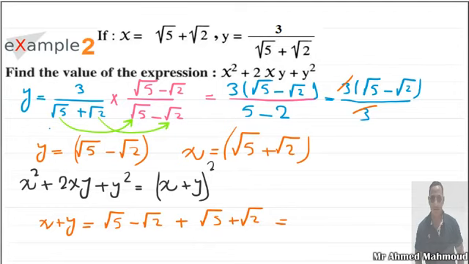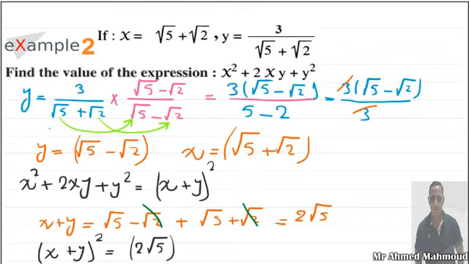Root 5 plus root 5 equal to 2 root 5, and root 2 negative root 2 equal to 0. Then this is the equal of x plus y. Then to simplify this one, finally x plus y all power of 2 equal to 2 root 5 all power of 2. Don't forget to distribute the power 2 like this. It will be 2 power of 2 equals 4, root 5 power of 2 equal 5. It will be 4 times 5, which is equal 20 in the simplest form.